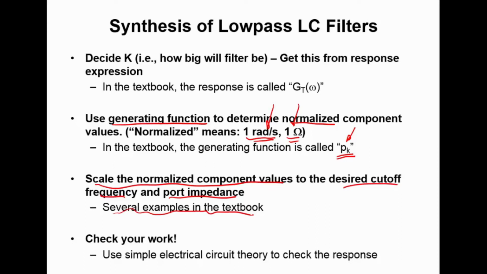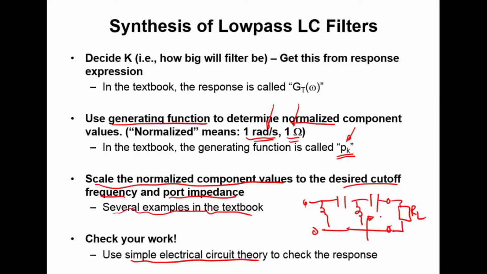And then finally, you check your work. The best way I know of to check your work is to use simple sophomore level electrical circuit theory. So for example, if you have a filter that looks like this, you can easily check what the impedance is going to be looking this way. It's a series combination of these two things. You can figure out what the impedance is here. It's a parallel combination of this inductor and the thing you just computed. And then you can add the impedance of this capacitor, and then you can put all that in parallel with this inductor. And so you can very quickly tell what the input impedance of this thing is.